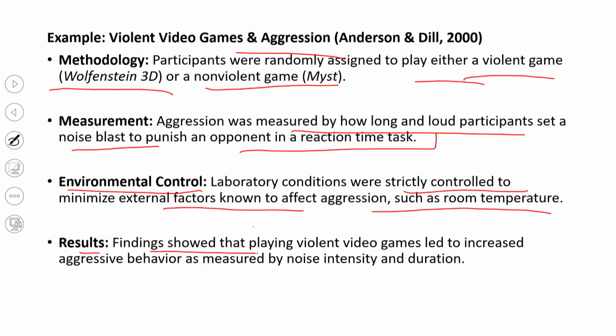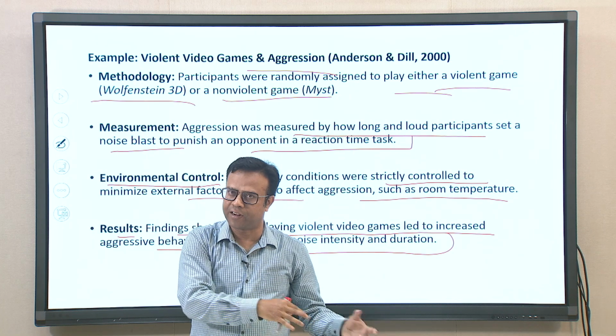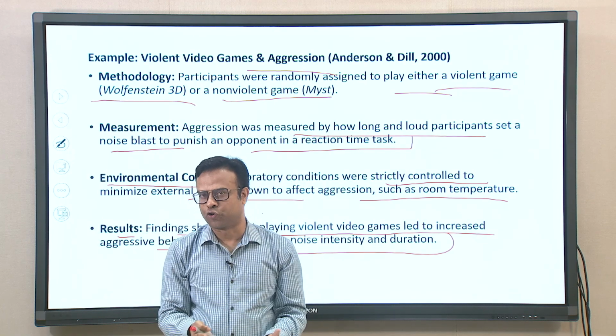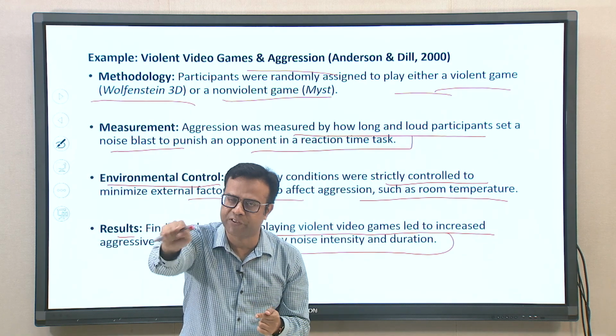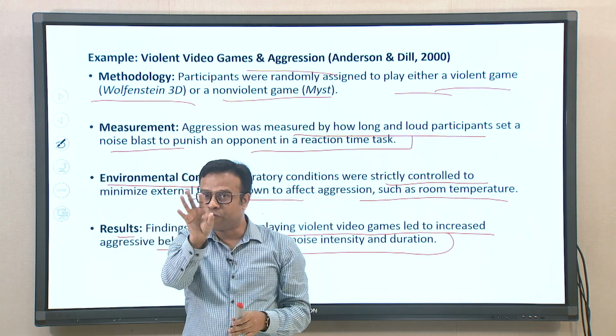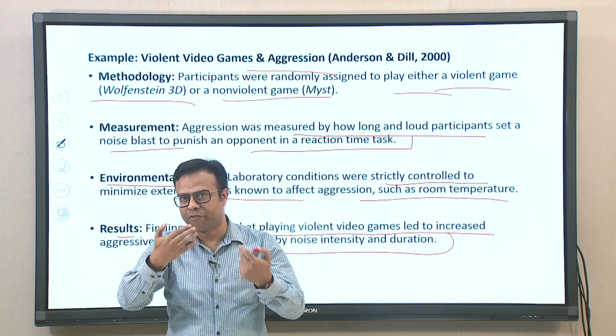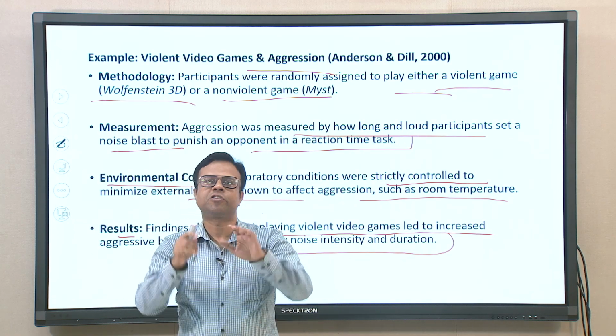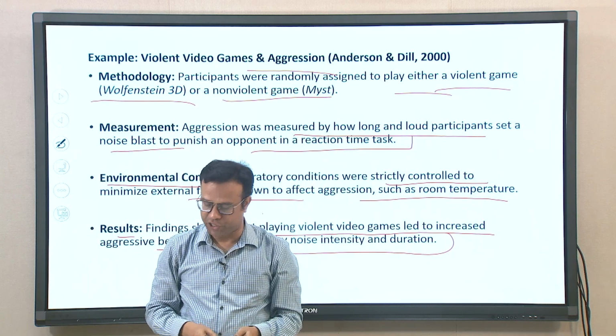The results showed that playing violent video games led to increased aggressive behavior as measured by noise intensity and duration. So, then very conclusively they could make a conclusion, because they could see how it affects the behavior of those who are playing and those who are not playing violent video games in a very controlled environment. So, you can find out the causes very clearly here, because everything is controlled. You can say now this change is happening only because of this video game, because there is no other factor here. So, causation, the causes behind factors, you can find out in experiments much more clearly, which you cannot see in a correlational design or a descriptive research and so on.